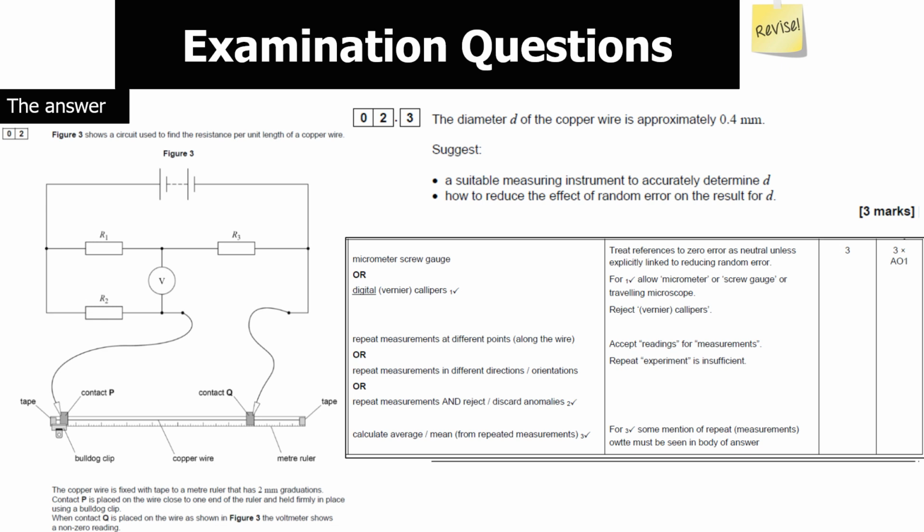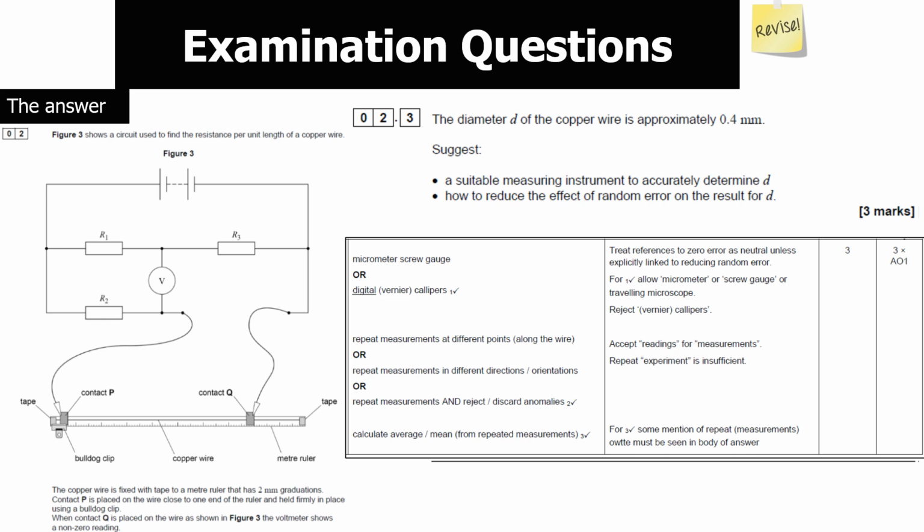Now how can you reduce the random errors? Well, you can reduce the random errors by repeating your investigation. Now again, when you're trying to work out the diameter, there's two ways in which you can repeat it: you can do it at different points along the wire, and you can do it in different directions, because you want to find the average value across the entire wire, and there'll be variations in the wire due to different reasons such as manufacturing errors.